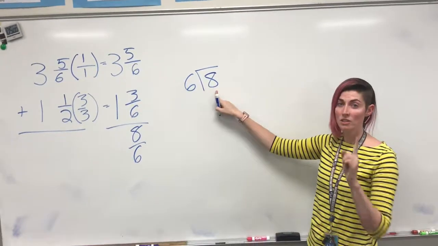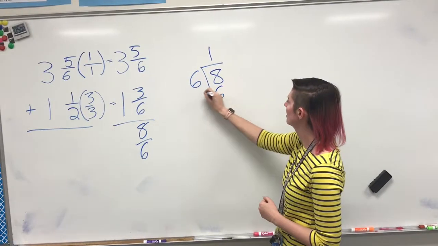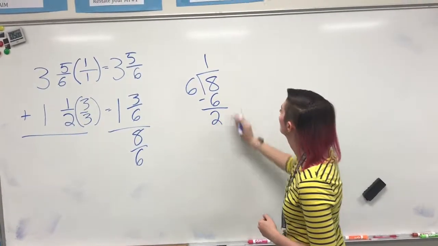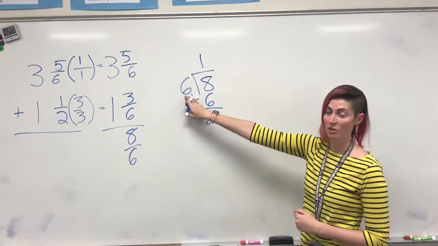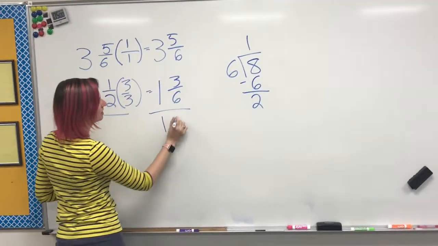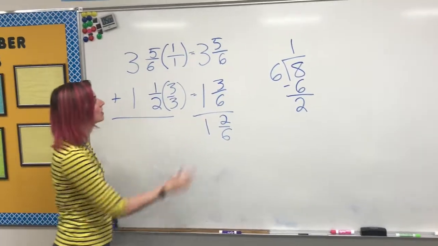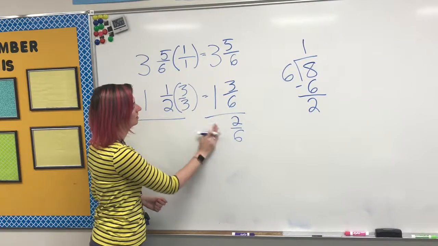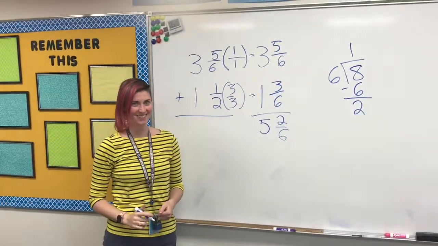6 fits into 8 just the one time. 1 times 6 is 6. We subtract and we get 2. And then we have 1 and 2/6 as our new mixed number. So instead of 8/6, we write 1 and 2/6. Don't forget to add your whole numbers. 3 plus 1 is 4, plus 1 is 5. So now we have 5 and 2/6.